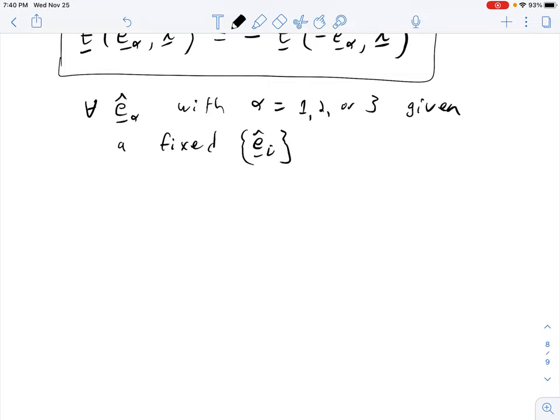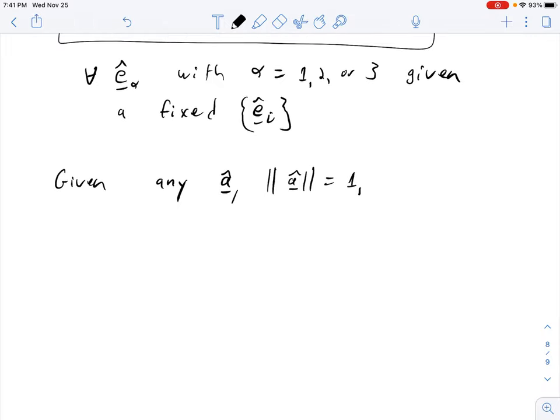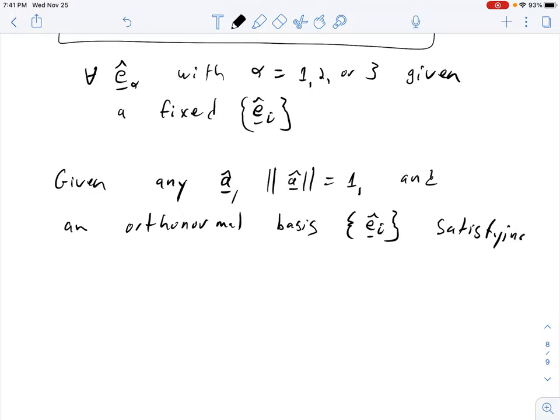So let's define, given any unit vector A, with norm equal to 1. Now our only stipulation is that it is not aligned with any of our basis elements E i satisfying this. So instead of being positive, it could be negative now. We just have that A dot E i is not equal to 0 for any i. So A doesn't live in one of the coordinate planes.